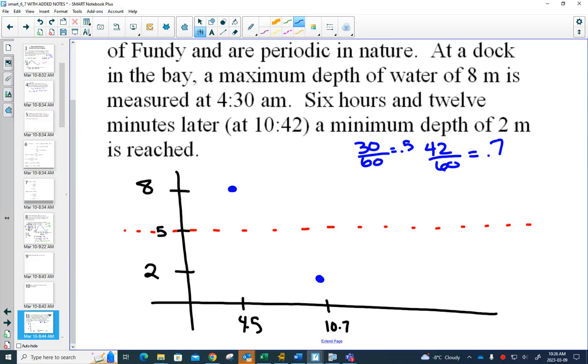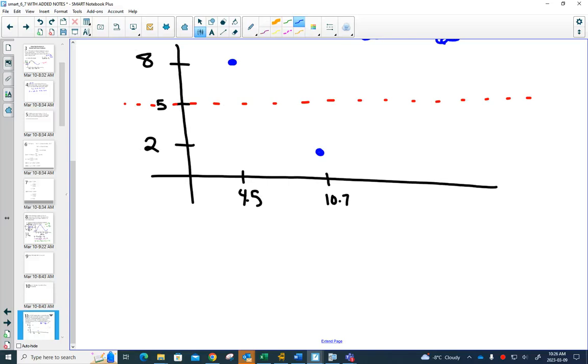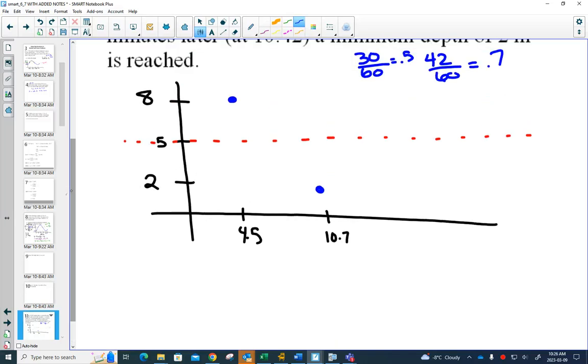And this is all the information that's given to you. So this question is more difficult because you have less information given to you, but because you know it's periodic, that it's going to look like a sine graph or a cosine graph, we can figure some other stuff out. For example, the distance between here and here is 6.2.